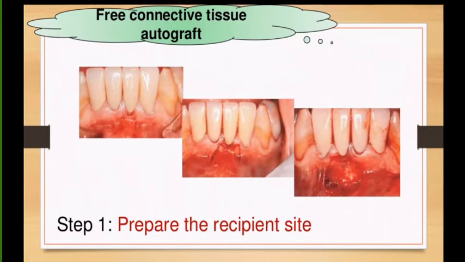Now here you have to remember the difference between FGG and CTG. In FGG, you scrape off the epithelium entirely, because from the donor side, the palate, you are getting the epithelium that will cover the area. Here you are just taking the connective tissue from the donor side. So you will not scrape out the epithelium at the recipient side. You will just elevate a flap, a partial thickness elevation, and take aside the epithelium. Then what will you do?